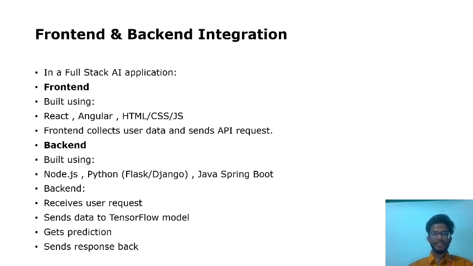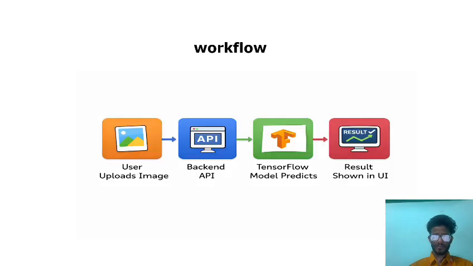Then coming to the back-end. The back-end uses technologies like Node.js, Python with Flask or Django, or Java with Spring Boot. What does the back-end do? It receives the user's request, sends data to the TensorFlow model, and after processing, the model gives a prediction. That prediction is sent back as a response. Then the front-end takes the result and displays it to the user.